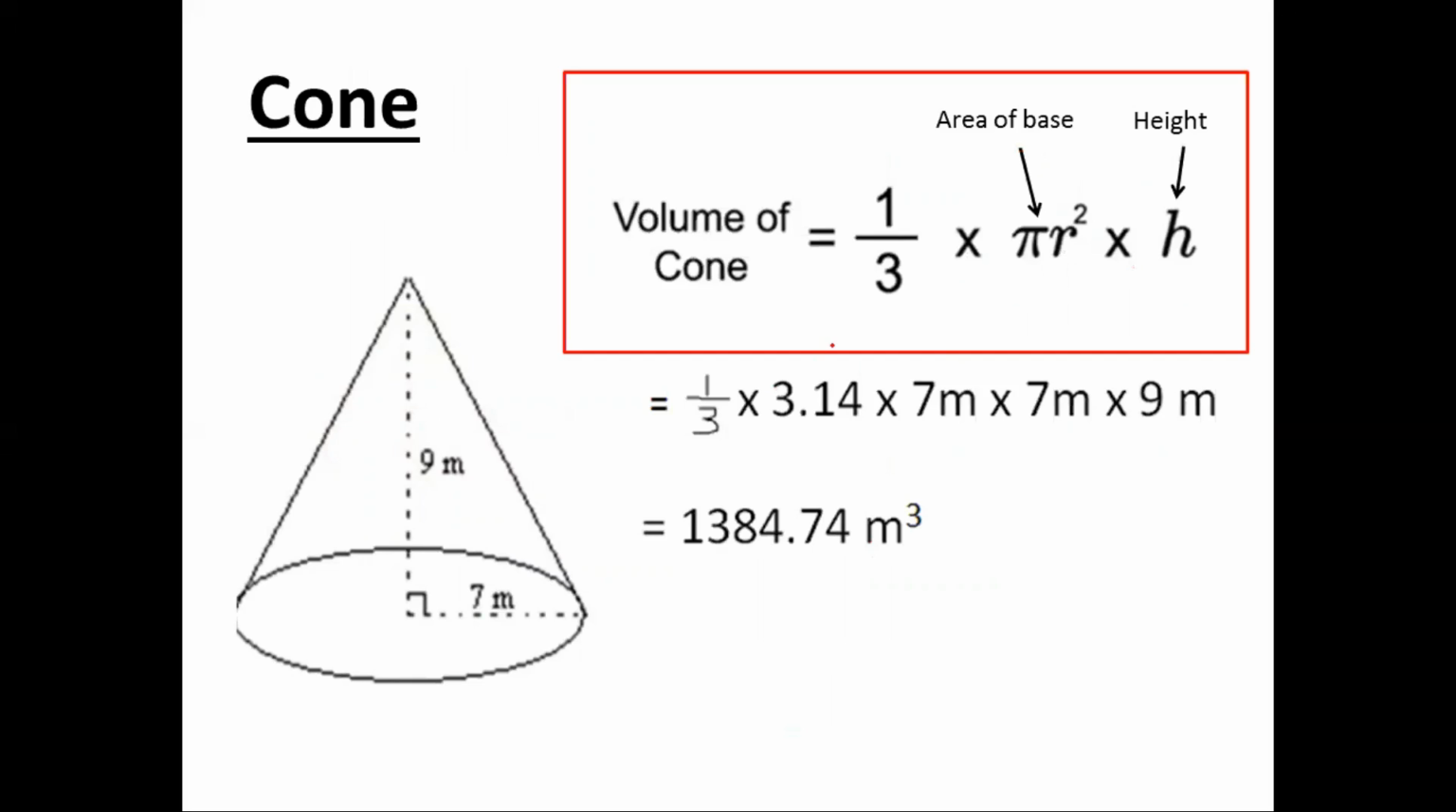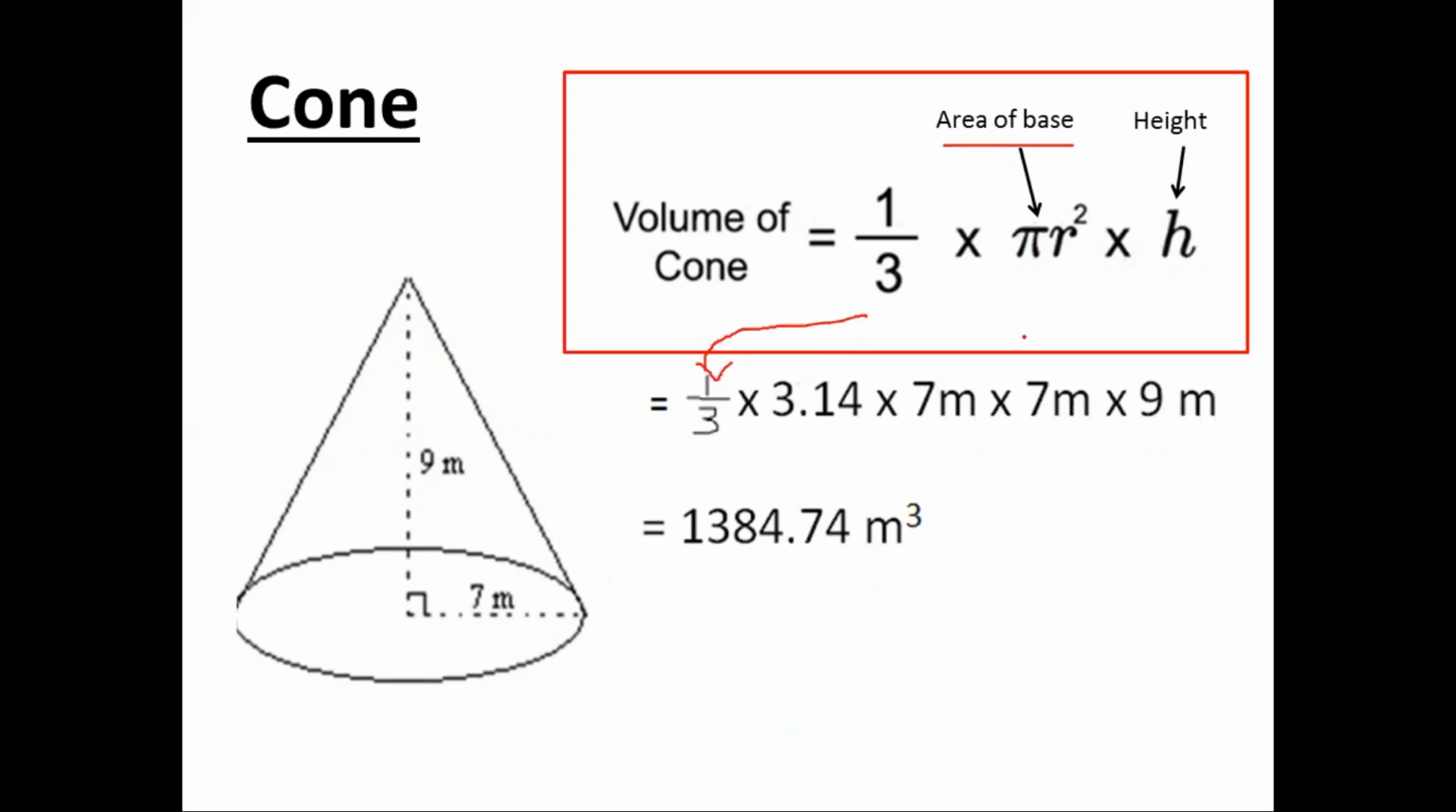And for a cone, the volume can be calculated by multiplying this formula. 1/3 pi r square times h, that is the height. So pi r square is the area of the base. So let's see how we can find out the volume.